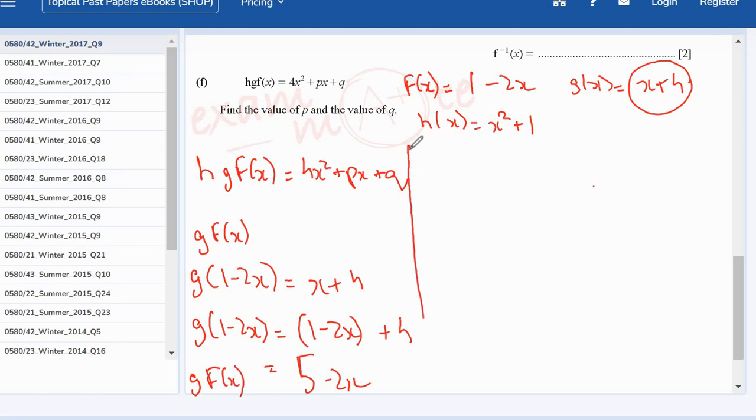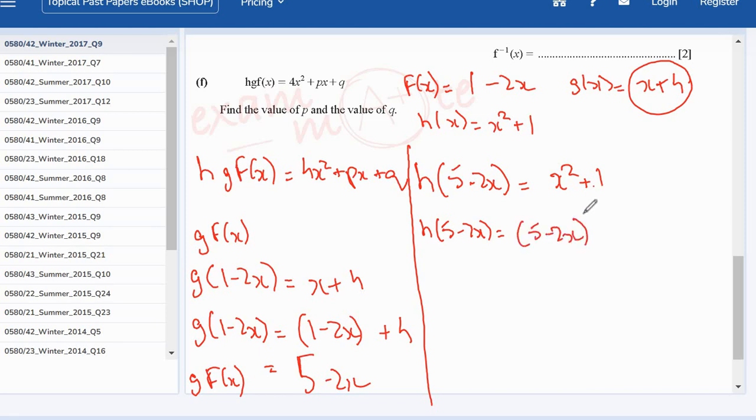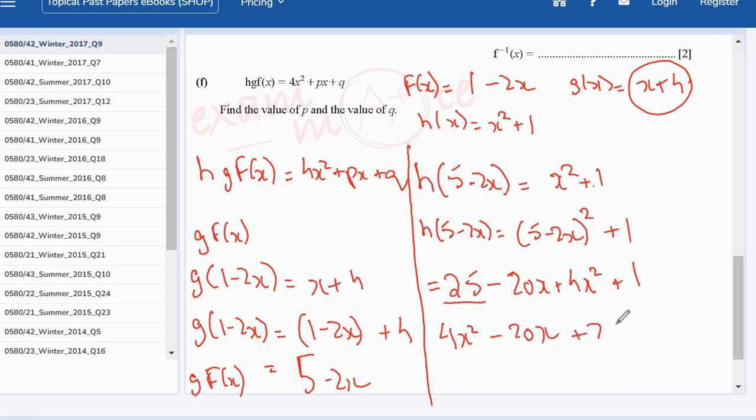Now I will solve the second part. So I will write h. Instead of writing g f of x, I can write 5 minus 2x, and what is h of x equal to? X square plus 1. So now I will say h of (5 minus 2x) is equal to, in place of x, I will write (5 minus 2x) square plus 1. I will square it now. So this becomes 25 minus, 2 2s are 4, 4 5s are 20x, plus 4x square plus 1. So this becomes 4x square minus 20x, and 25 plus 1 is 26.